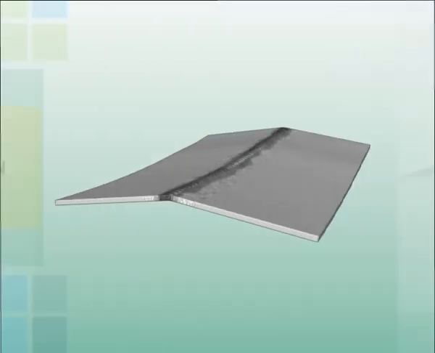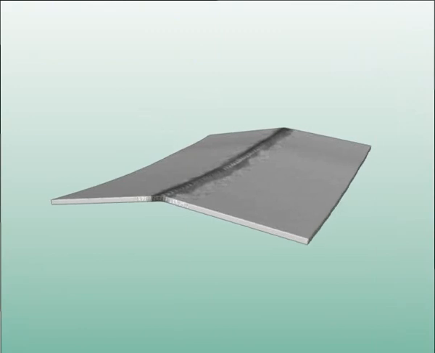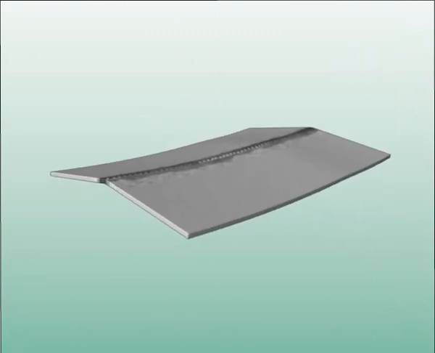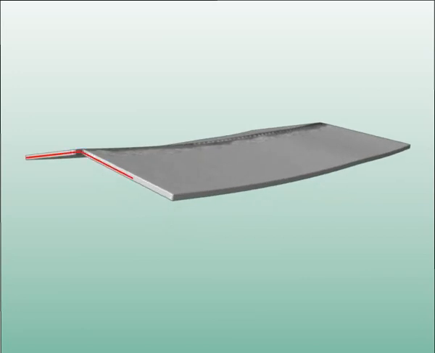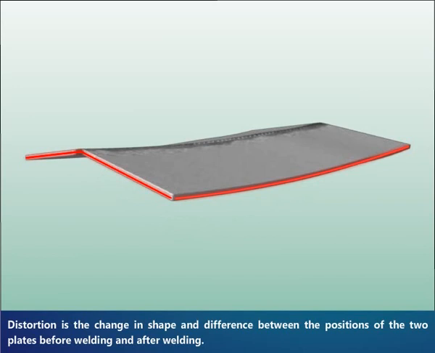Distortion. Now we are going to see about distortion. Distortion is the change in shape and difference between the positions of the two plates before welding and after welding.